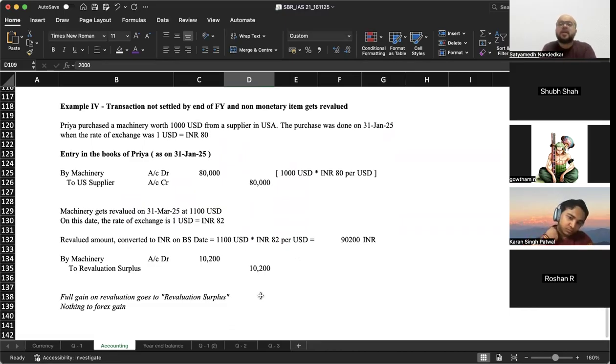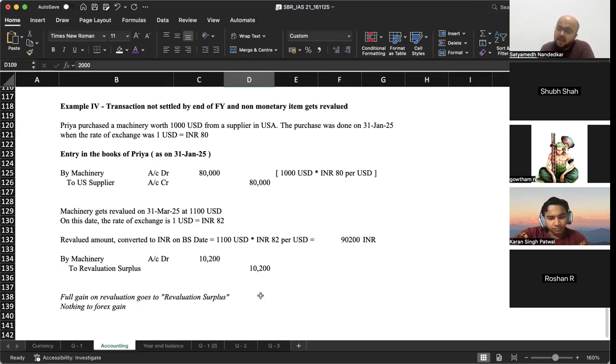And if the transaction is not settled at the end of the financial year and the non-monetary item gets revalued, consider this. Priya purchased machinery worth $1,000 from a supplier in USA. The purchase was done on 31 Jan 2025 when the exchange rate was $1 equal to 80. Machinery account debit to US supplier, recorded using the rate on the transaction date. Now machinery gets revalued on 31st of March 2025 at 1,100. On this date, the rate of exchange is $1 equal to 82.